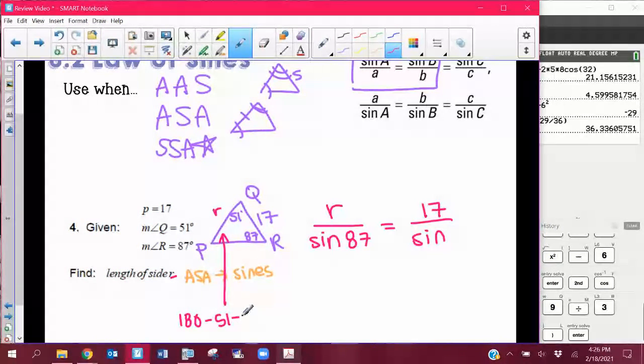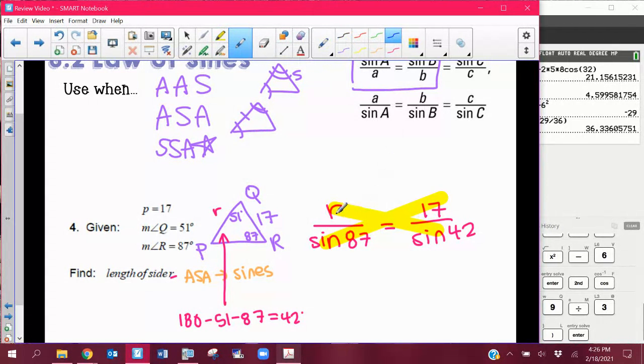So I'm going to take 180 minus 51 minus 87. I guess it doesn't matter which order I did it in. And that's going to give me 42. There you go. Okay, so now I'm going to do the sine of 42. Now all I'm going to do here is cross multiply and solve for R.